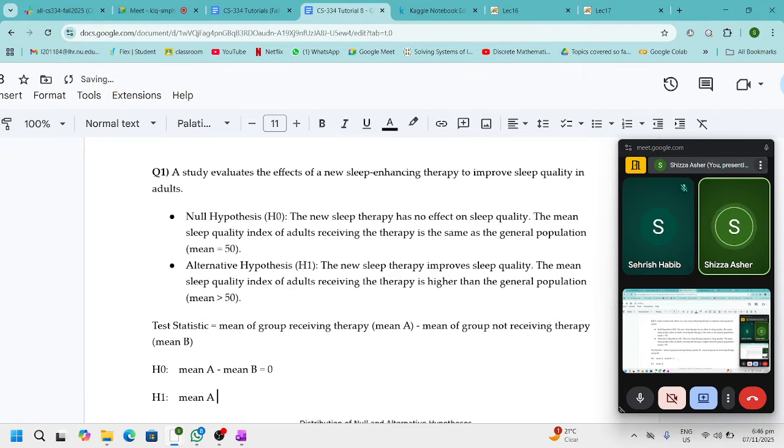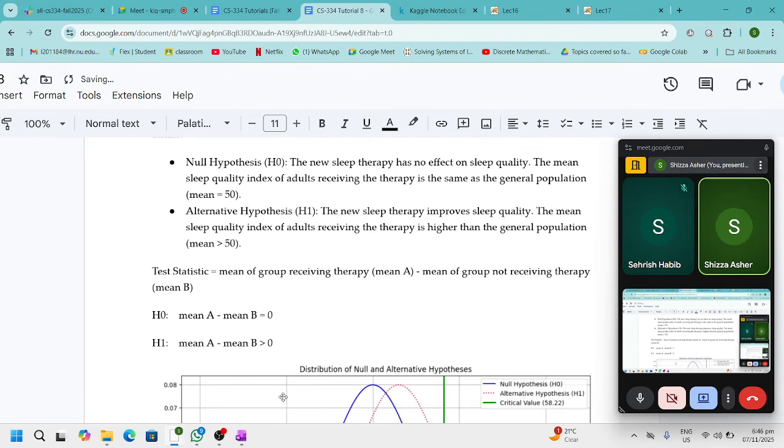My alternative hypothesis will state that mean A minus mean B is, well, I want this group's mean to be higher, so this must be greater than 0. Or mean A is greater than mean B. This means that this test statistic works very well for me because high values of the statistic, greater than 0, the higher they are, the more they will make me lean towards the alternative hypothesis. And the closer they are to 0, the more they will make me lean towards the null hypothesis. Are there any questions up until this point?